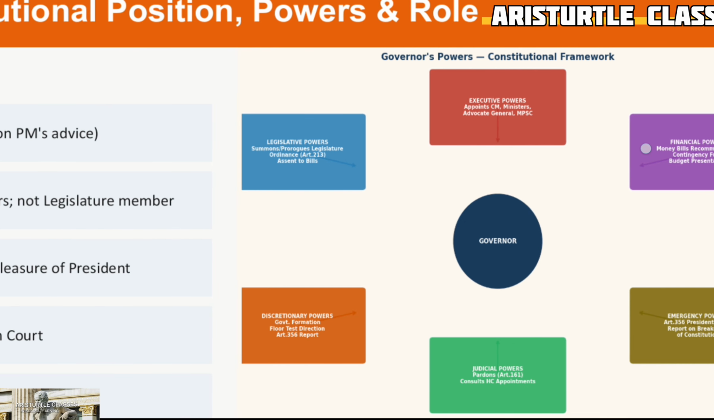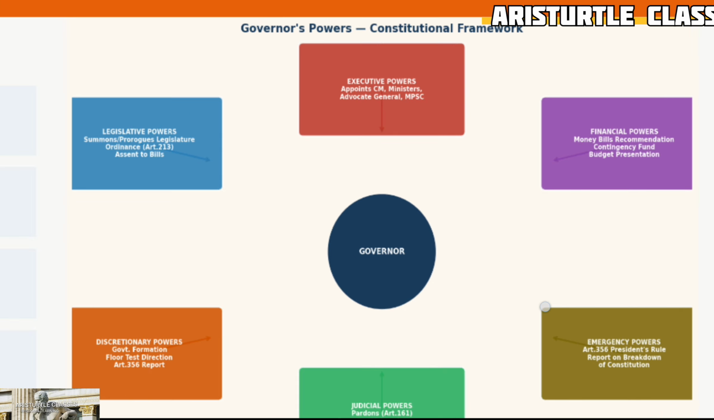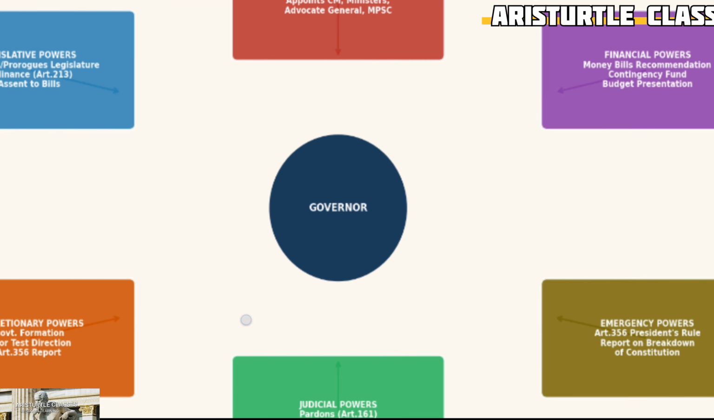Also, he has some financial powers as well. A money bill is introduced with his prior consent. He can demand information at any point of time. He has emergency power. The most disputed, most debated power a governor has is Article 356.